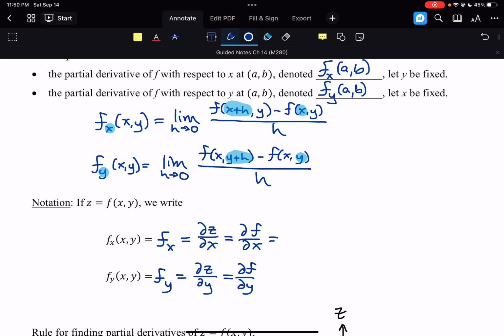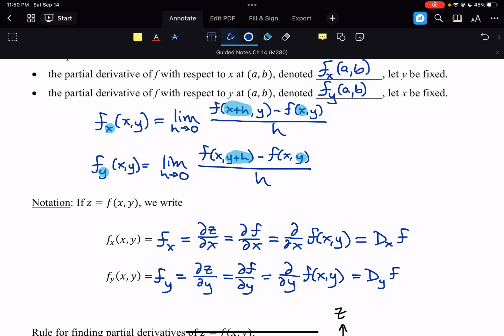Now, with the function here, we can also write partial with respect to x of f of (x, y) and partial with respect to y of f of (x, y), like that. Or lastly, sometimes you can see capital D sub x of f and capital D sub y of f. We won't really be seeing those a lot in here, but they can come up.